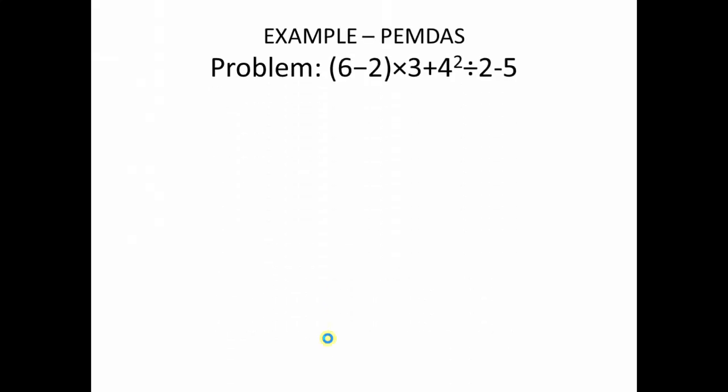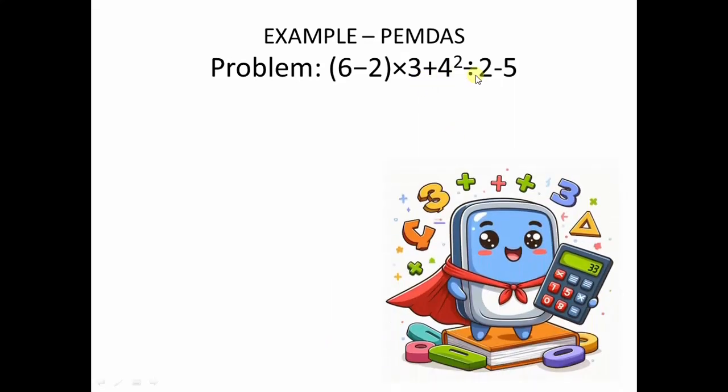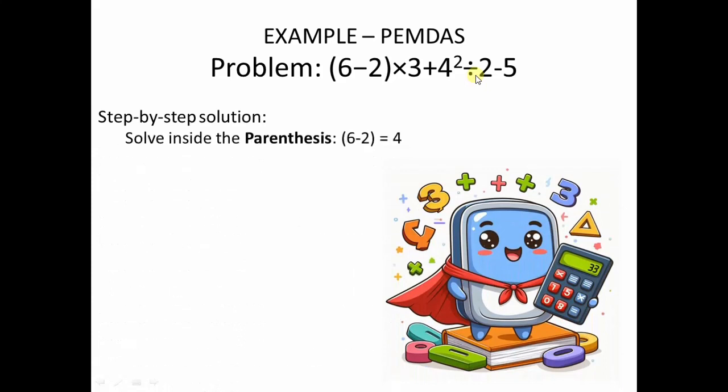So what is this problem? 6, open the bracket, 6 minus 2, close the bracket, multiplied by 3 plus 4 square divided by 2 minus 5. So step by step solution. What does PEMDAS say over here? First solve P, parenthesis. So we're going to solve the bracket first. 6 minus 2 is 4. Now as I highlighted over here, I'm going to be writing this again: 4 multiplied by 3 plus 4 square divided by 2 minus 5.